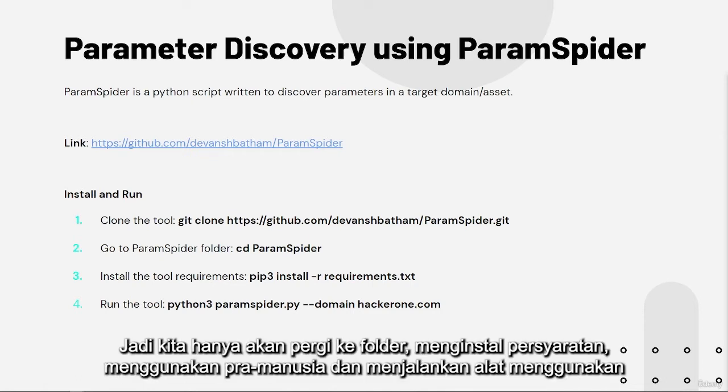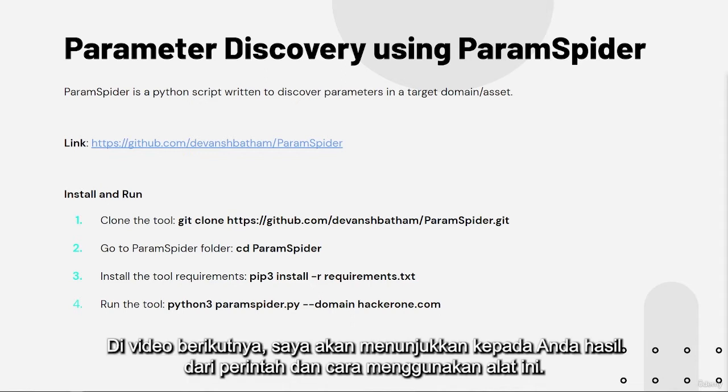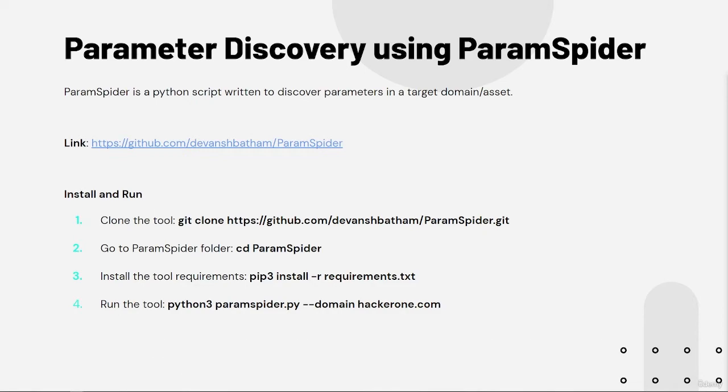So just clone the tool, go to the folder, install the requirements using the pip3 command, and run the tool using python3 paramspider.py and specify your target domain. In the next video, I will show you the result for the command and how to use this tool.